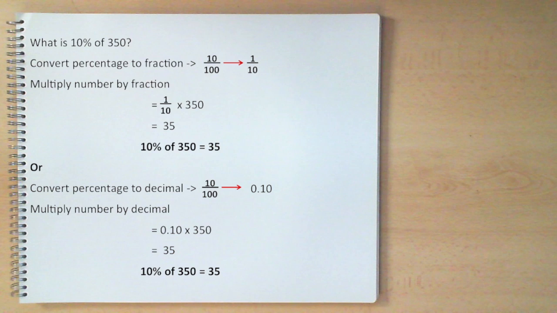The way that you choose to do this will depend upon whether you prefer working with fractions or whether you prefer working with decimals. It will also depend upon the particular numbers involved. Some fractions are easy to work with. A tenth or a half or a quarter, they're very straightforward. But working with, say, 33% or 37% is not so simple to do.